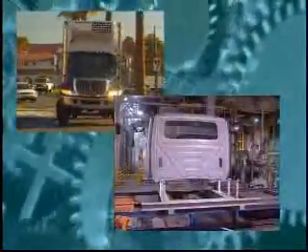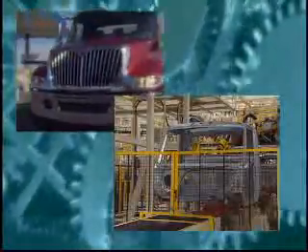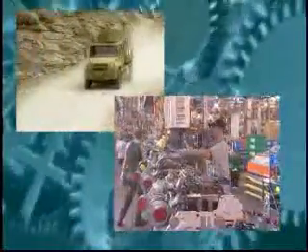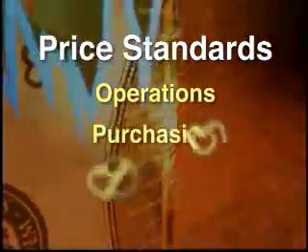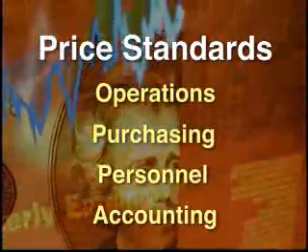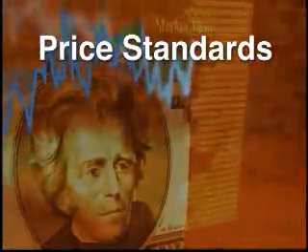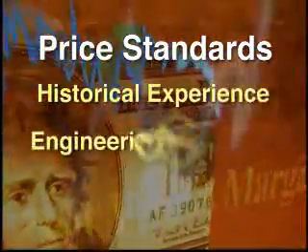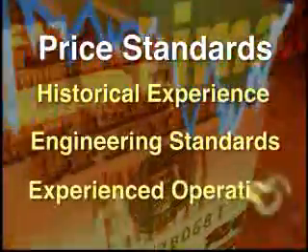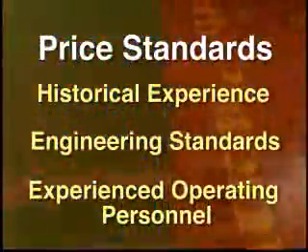How are these production standard costs and unit standard costs developed? Historical experience is one of the initial guidelines for how these standards are set. Engineering standards are also factored into the equation to help set these guidelines. Another source of experience for setting these standards is the input of operating personnel. Price standards are the joint responsibility of operations, purchasing, personnel, and accounting. Using participative budgeting principles, they combine historical experience, engineering standards, and experienced operating personnel to compute the standards.